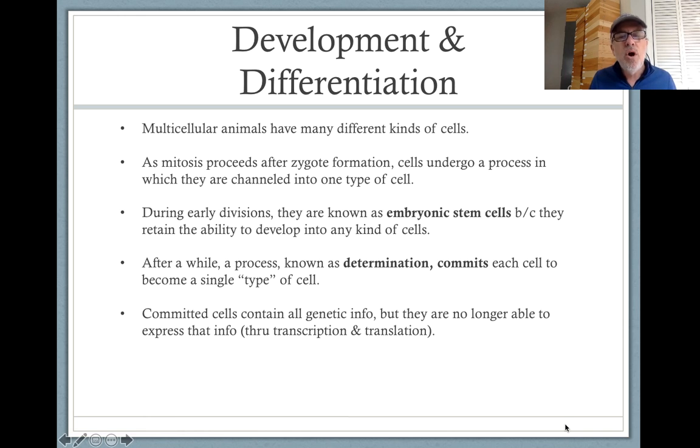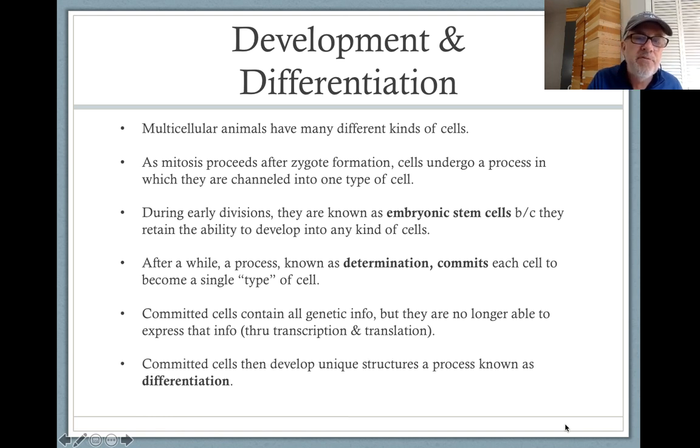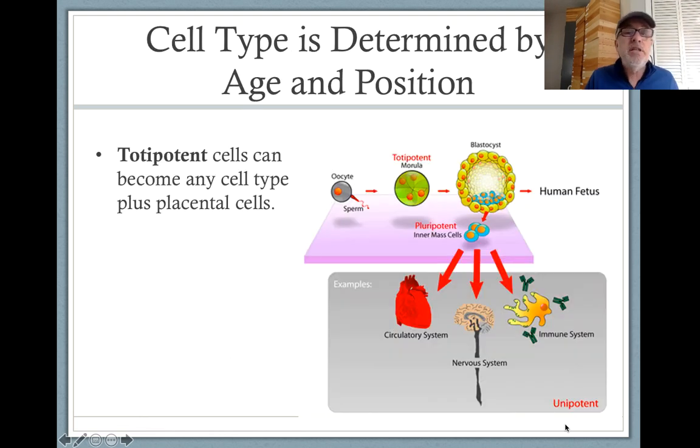But think of this. All these determined cells contain all of the genetic information. We know by mitosis that they get all the genes, but they are no longer able to express that information through transcription and translation to become anything. They can only transcribe and translate a subset of it. And that is the process of differentiation. Committed cells then develop unique structures, unique processes, and this process is known as differentiation. Cells that can become anything are called totipotent cells.